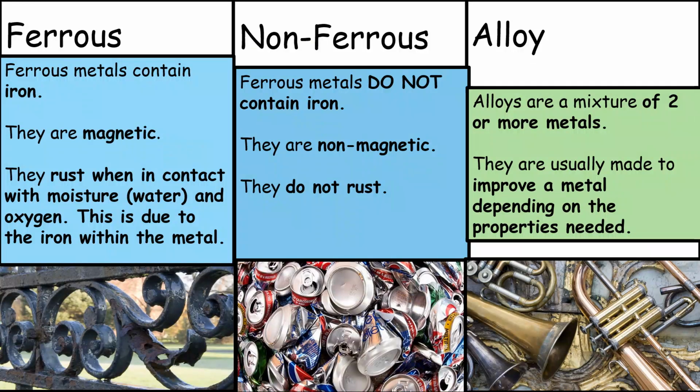So just to recap, ferrous metals contain iron. They are magnetic because of this iron compound. They rust when in contact with moisture, water, and oxygen. This is due to the iron within the metal. Non-ferrous metals do not contain iron. They are non-magnetic. They do not rust. Alloys are a mixture of two or more metals. They're usually made to improve a metal depending on the properties needed.